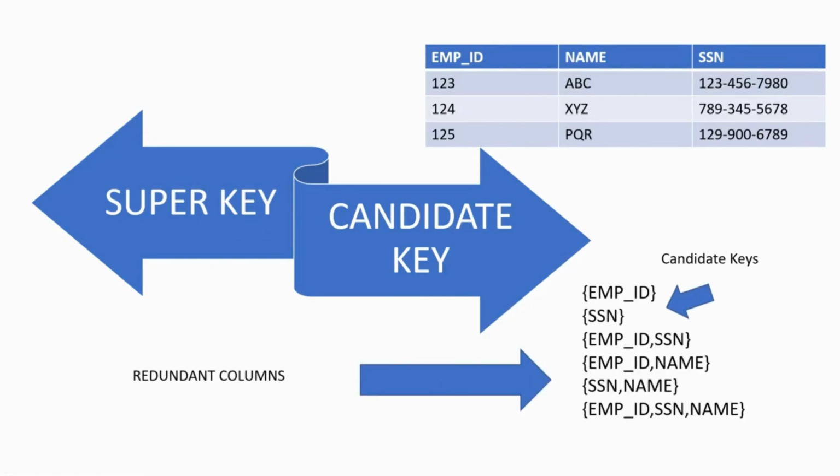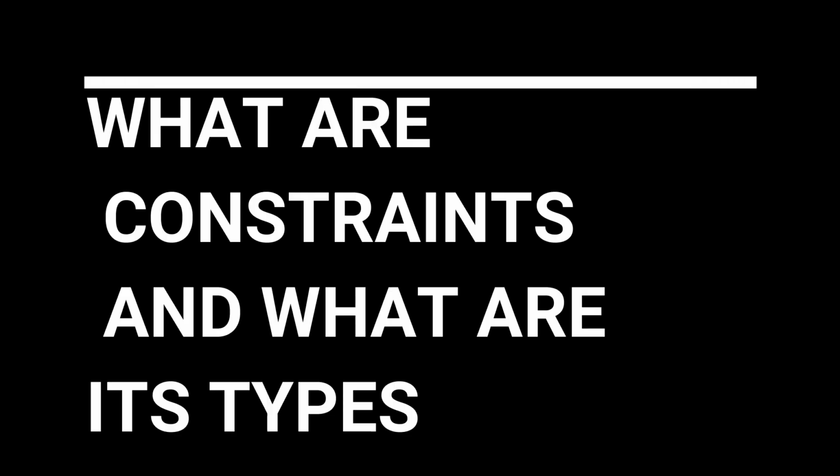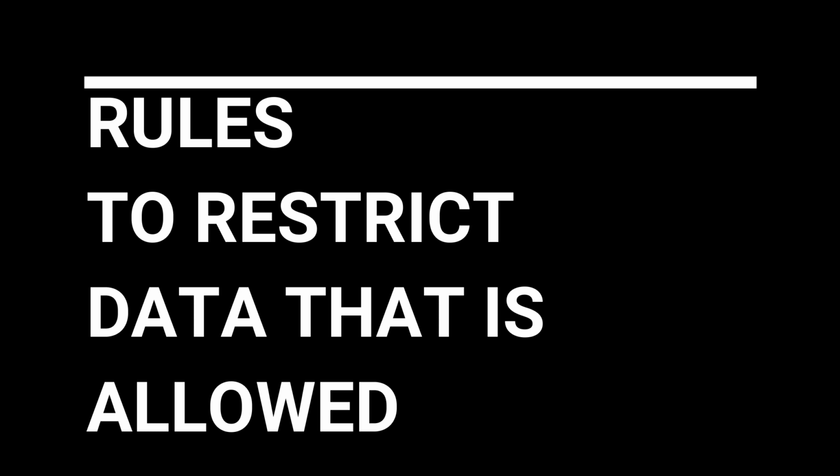What are constraints and what are its types? Constraints are rules that are implemented on columns to restrict or control the kind of data that can enter in a table. Not null, unique, check, default, primary key, foreign key are the main kinds of constraints in SQL.